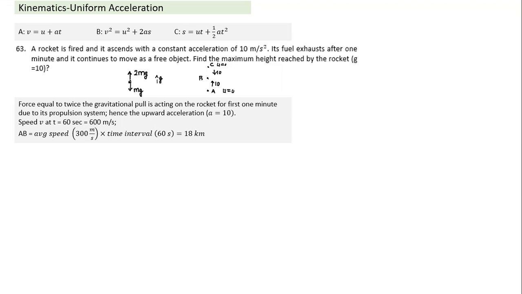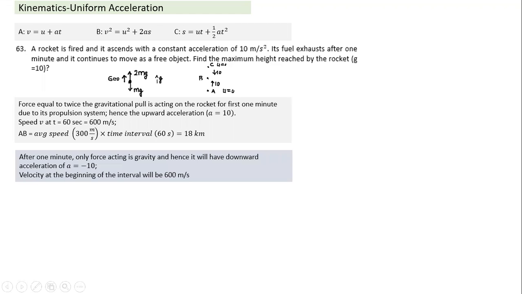So by the time the fuel gets exhausted, it would have risen to a height of 18 kilometers, and it would have acquired a speed of 600. Until this point, the speed was increasing. Thereafter, the speed starts falling. After 1 minute, the only force acting is gravity, hence it will have downward acceleration of minus 10. Velocity at the beginning of the interval will be 600, so I can calculate the second distance also. That's the kind of motion: it moves from A to B with plus 10 acceleration, and from B to C with minus 10.